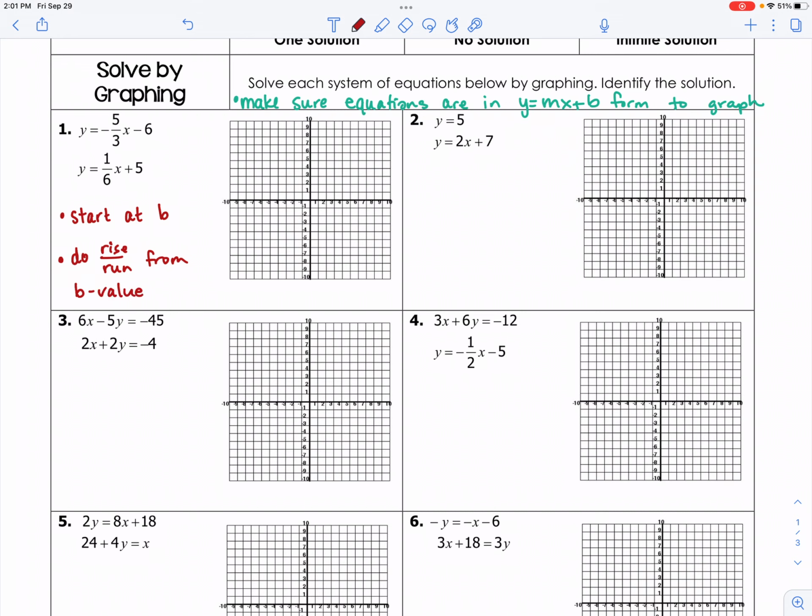So we look at y equals negative 5/3 x minus 6. My starting point here will be my b value of negative 6. And my slope is negative 5/3. Well, if I try to go down 5 from here, I can't do it. So I'm going to go up 5 and then go to the left 3. So I'm going to make that 3 negative instead of the 5. So I'm going to go up 1, 2, 3, 4, 5, and then 3 to the left.